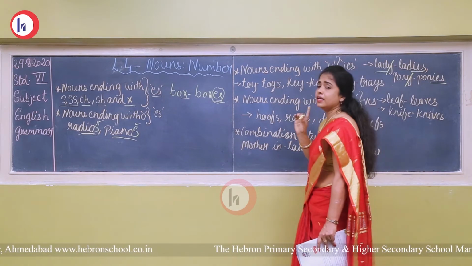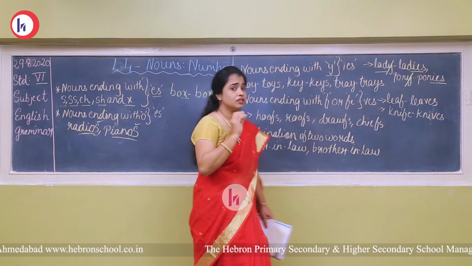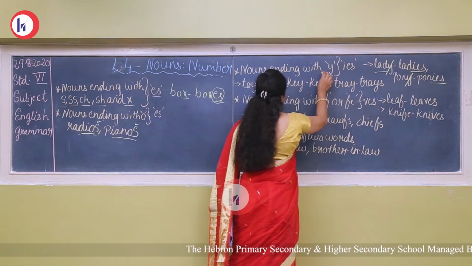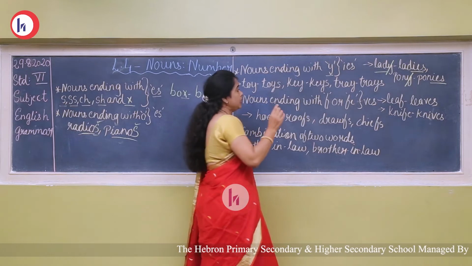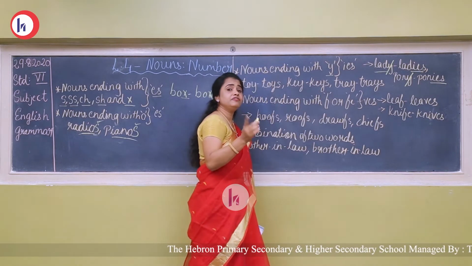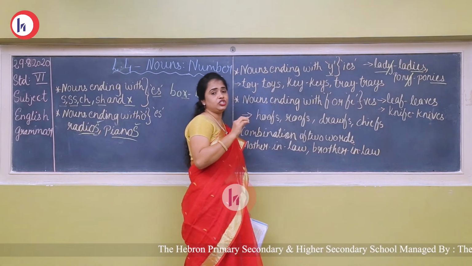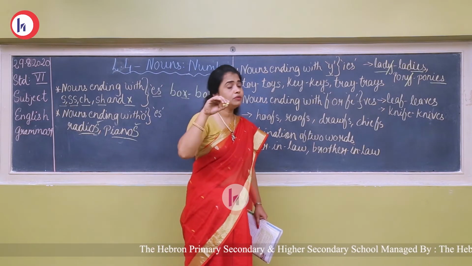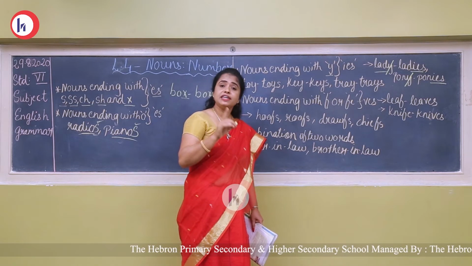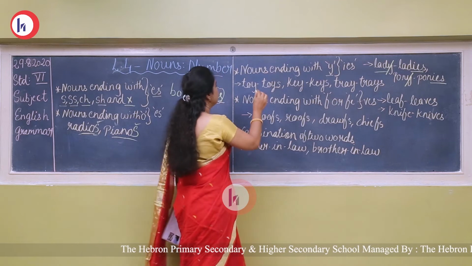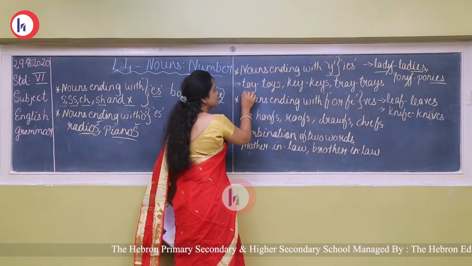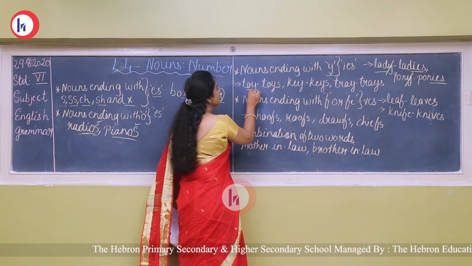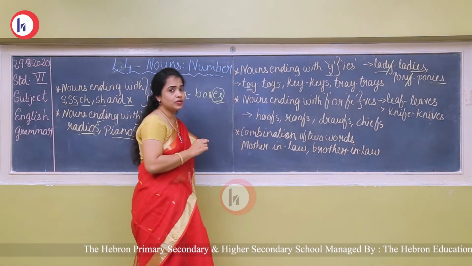But there is again an exception to this rule. That is, if your noun ending with Y has a vowel preceding it. What are the vowels? A, E, I, O, U. If your noun ending with Y has a vowel preceding it, for example, take toy. This is my noun, toy. It is ending with Y, but there is a vowel O preceding it.